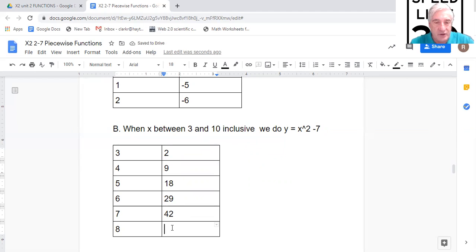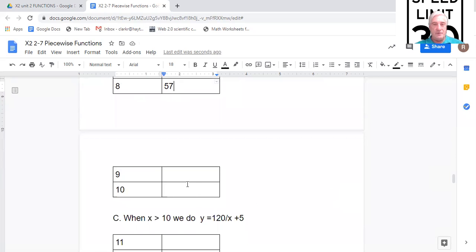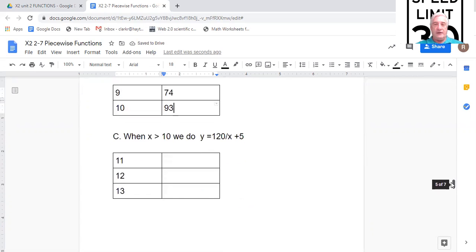And 8 times 8 is 64, subtract 7 is 57. Nine times 9 is 81, subtract 7 is 74. And 10 times 10 is 100, subtract 7 is 93. And then after x is greater than 10, we have a new function, a C part. Y is equal to 120 divided by x plus 5.